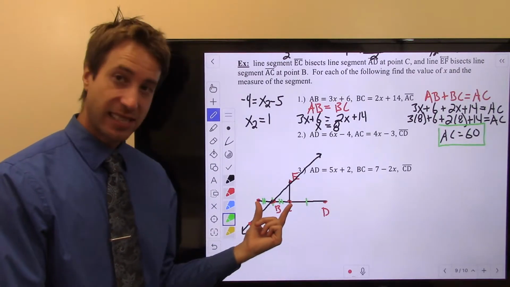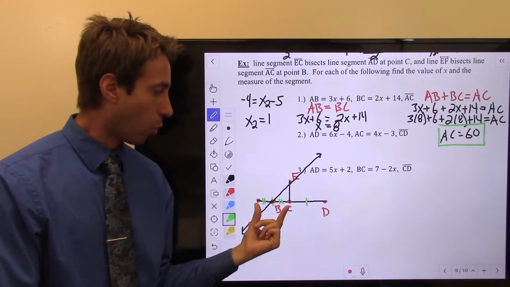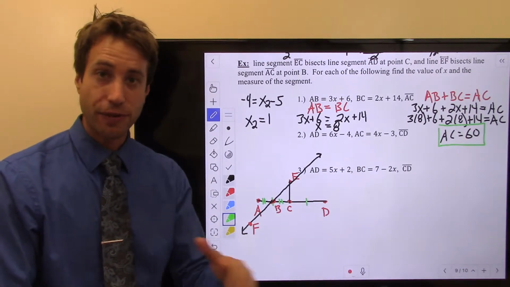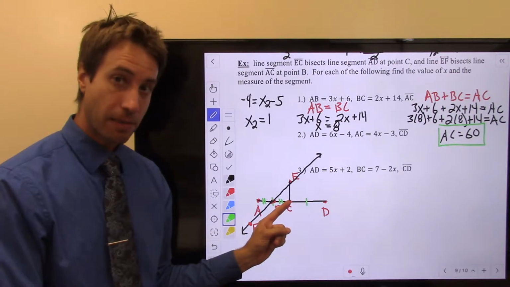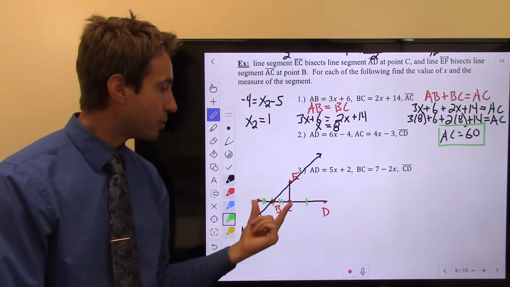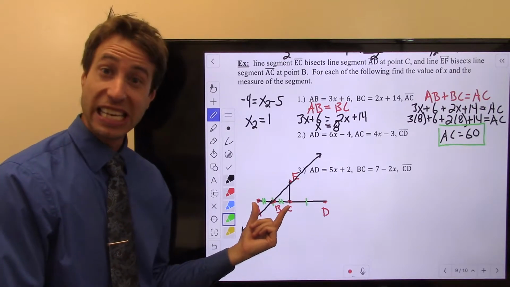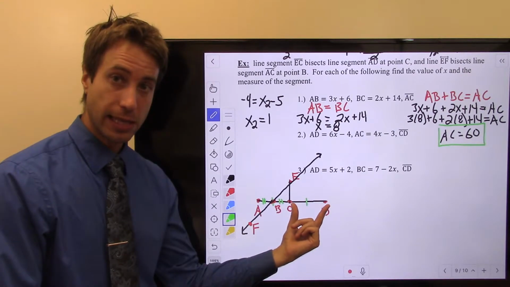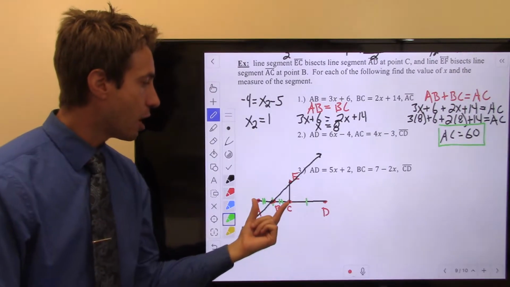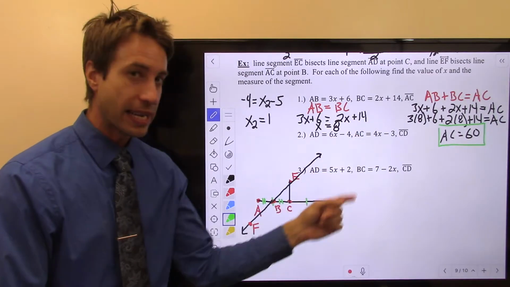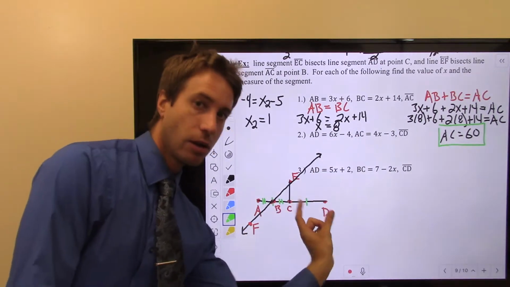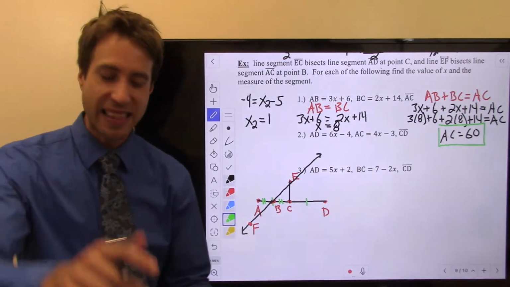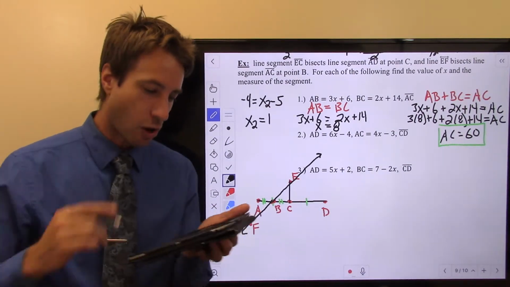Well, AC is not equal to AD. They're very different lengths, and you can clearly see that. But you were told that C is the midpoint, which means that AC is congruent to CD. Well, since you know AC, if you were to take AC and multiply it by 2, you would get the entire length. And that's exactly what we're going to do to solve this problem.